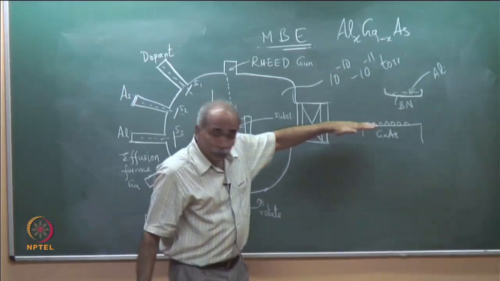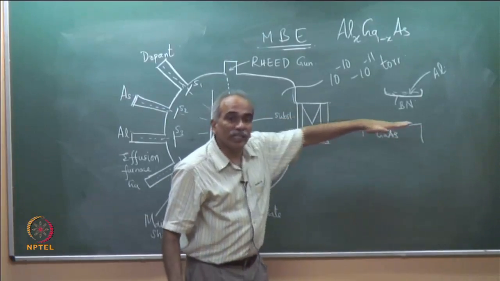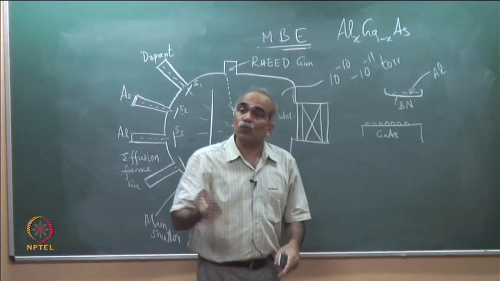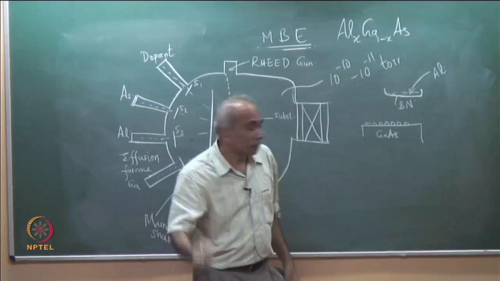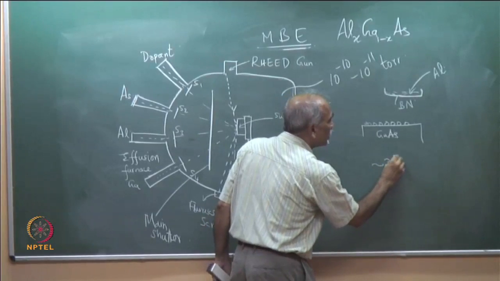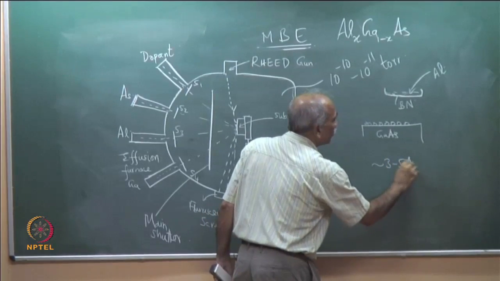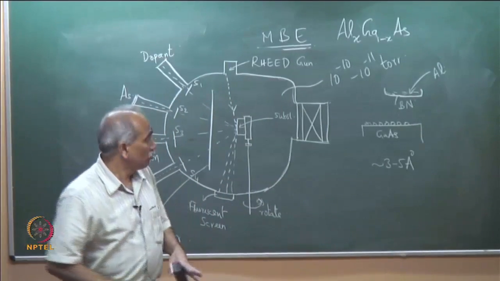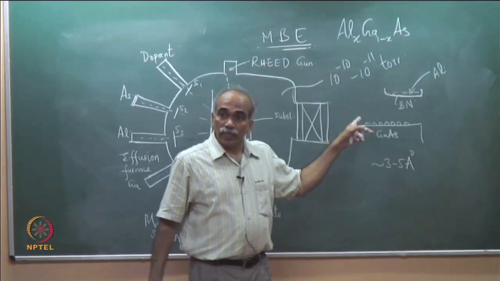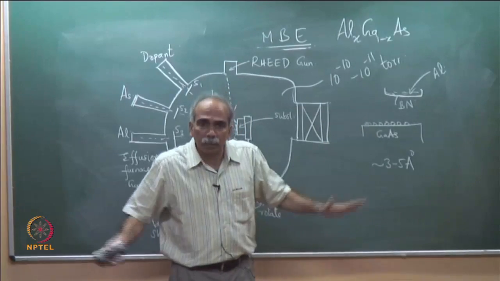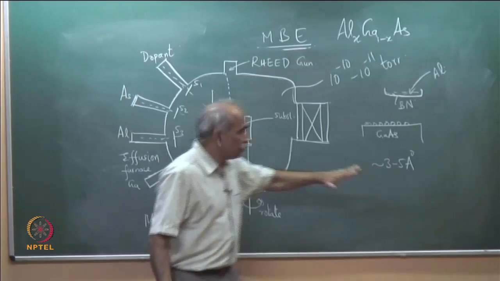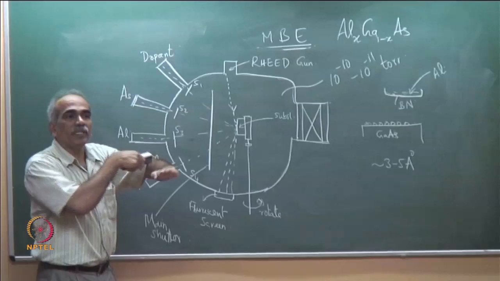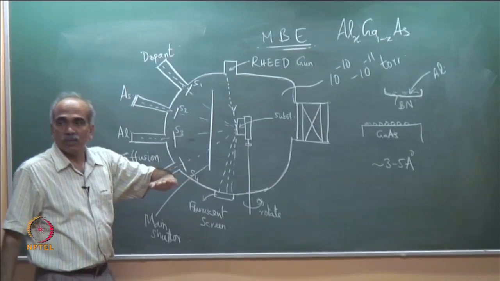And the deposition is atomic monolayers, monolayer by monolayer, which means the control is of the order of 3 to 5 angstrom. The layer thicknesses can be controlled correct to one monolayer, which means you can make abrupt junctions. You don't want gallium aluminum arsenide anymore, you just block aluminum. The next layers will be pure gallium arsenide.